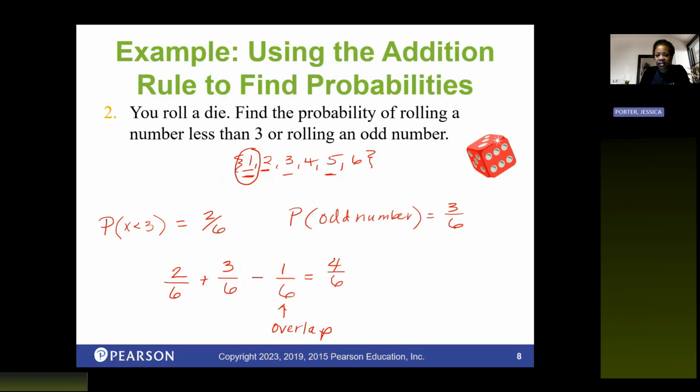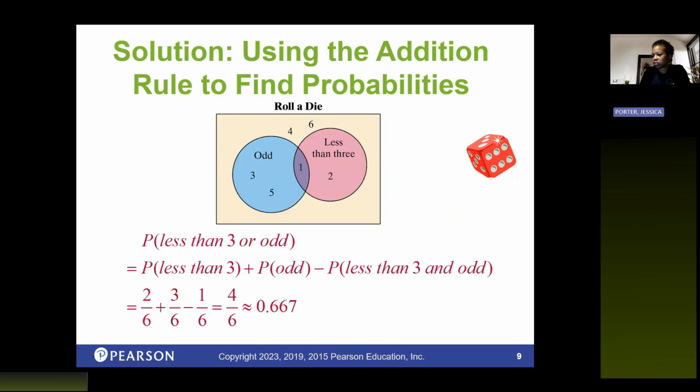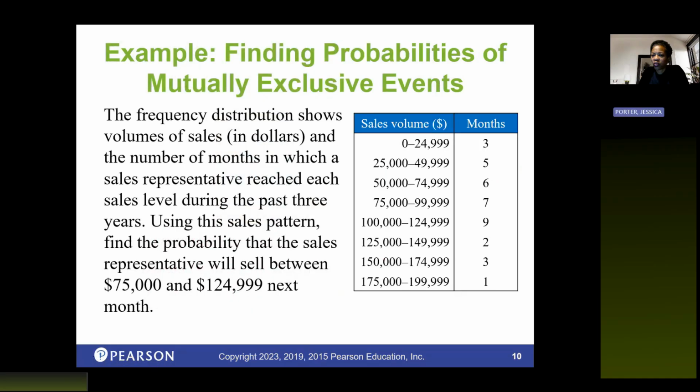Right. Let's look at the picture. Here's the picture. So odd is 1, 3, and 5, and then less than 3 was just 1 and 2, so the overlap is 1. All right. I think we got it.